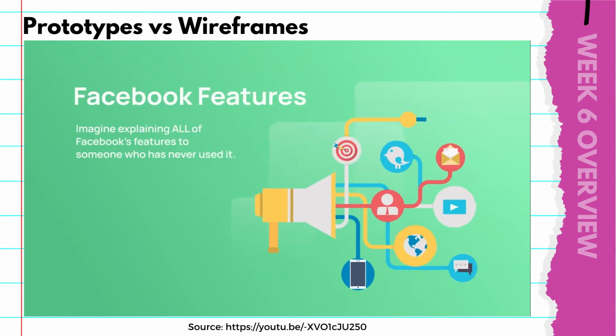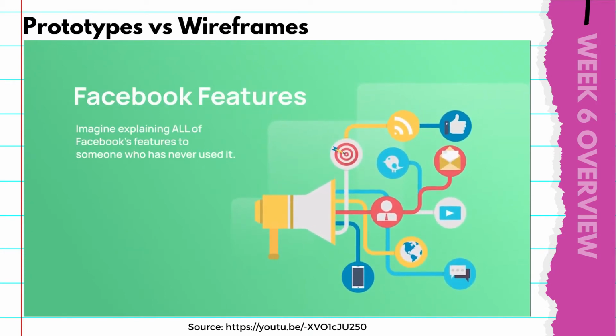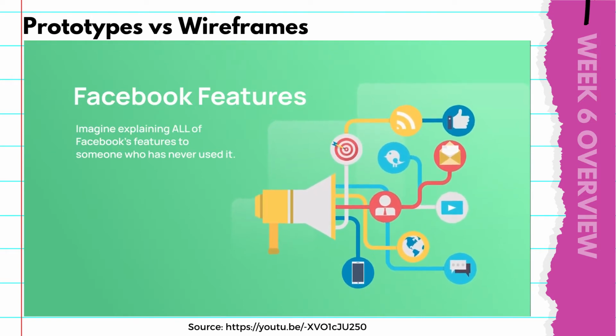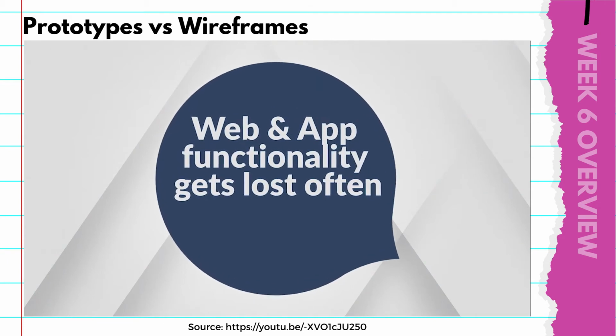Imagine explaining all of Facebook's features to someone who has never used it. How would they remember how it all worked? Even if they remembered, what if their interpretation was different than what you said? The functionality of web and mobile applications get lost in translation often.